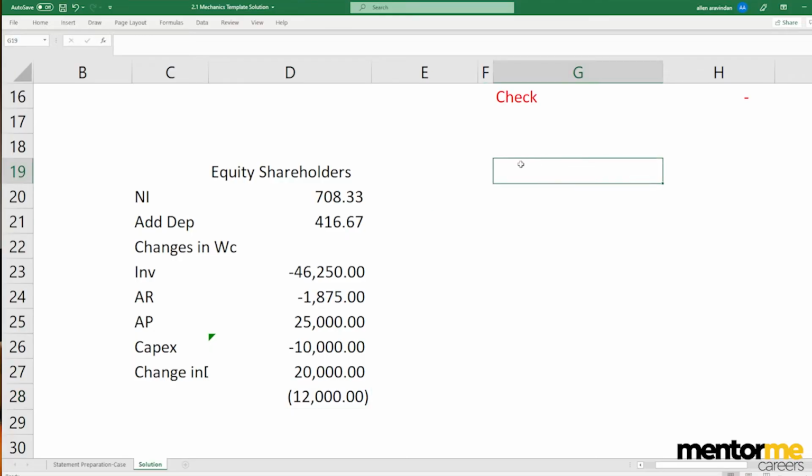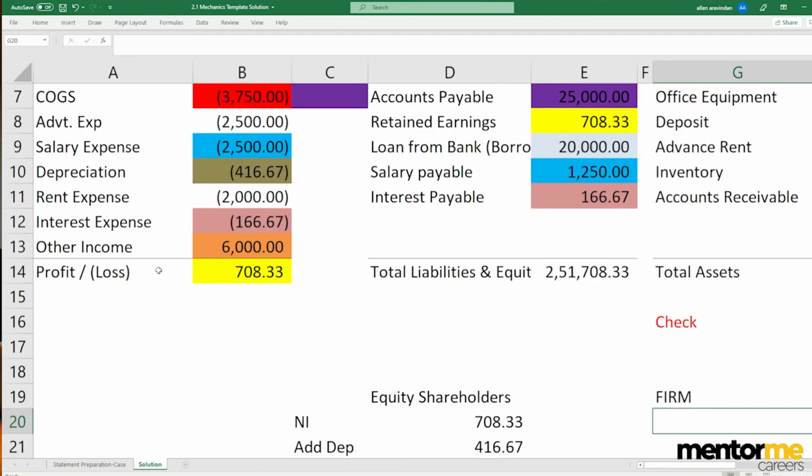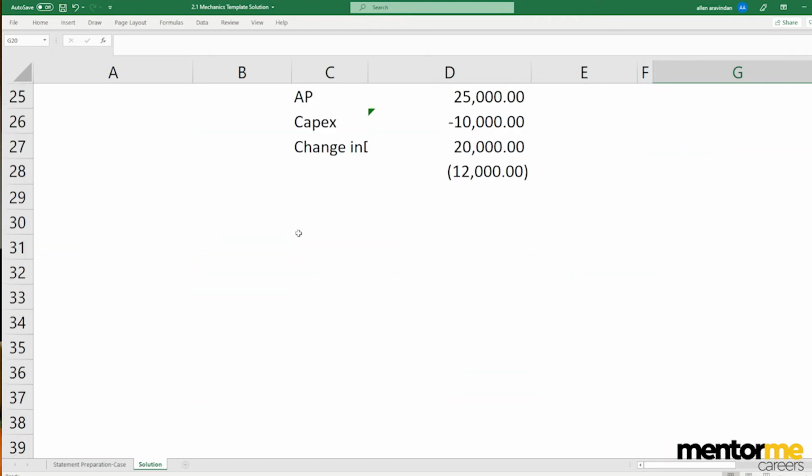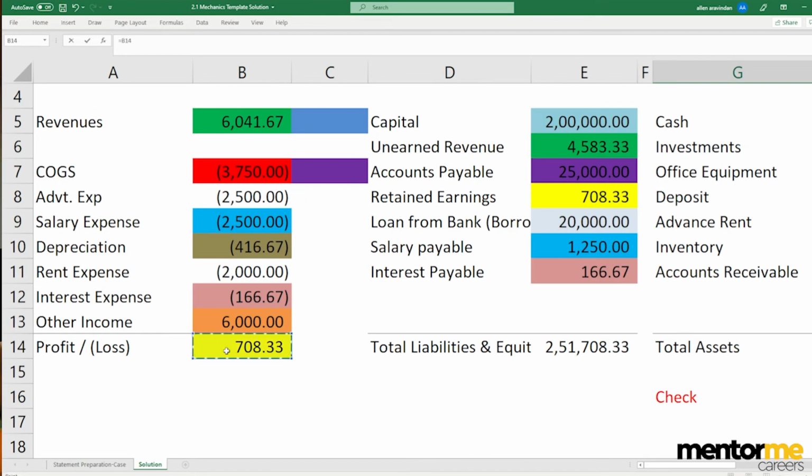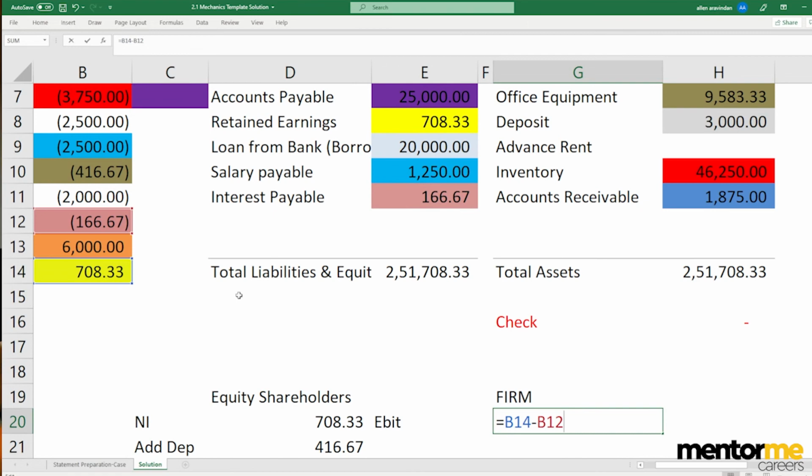Now let's talk about not the equity shareholder, but the firm. In case of the firm, remember I told you we can start with EBIT. Now if in case there's no EBIT out here, we can derive that, very simple. I'm still going to label this here. So EBIT, we will derive, which is nothing but net income plus the interest expense. So I'm just going to do a minus out here. That gives me the EBIT post-tax.